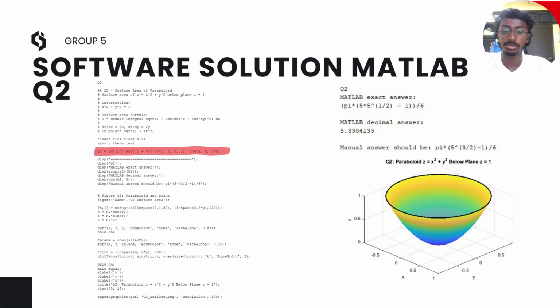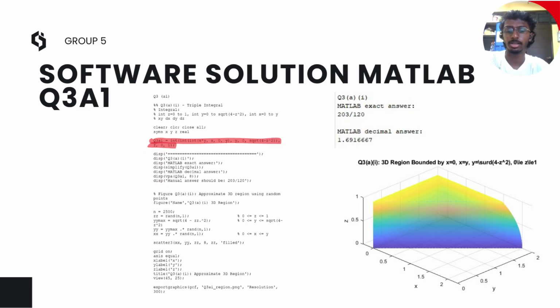After running the code, MATLAB gives the exact answer, with the decimal 5.330435, the same as the manual calculation. So the MATLAB result matches the manual calculation. The graph generated by MATLAB shows the paraboloid and the plane z equals 1. This helps us to confirm the surface area is taken below the plane.